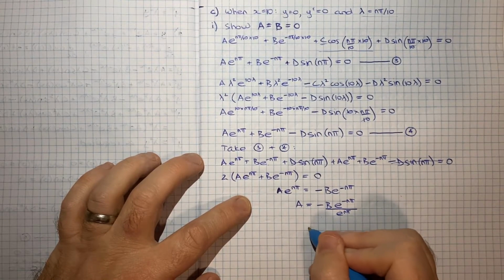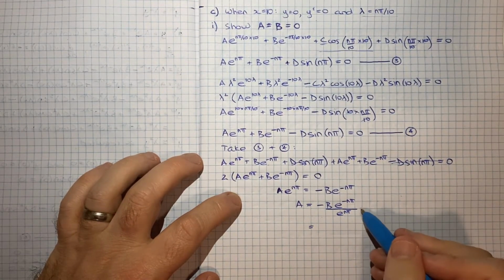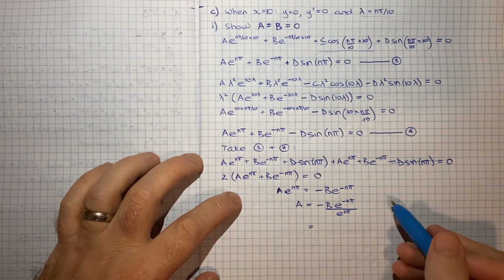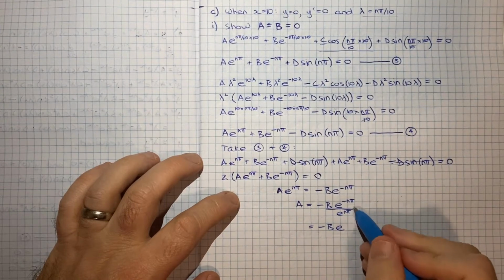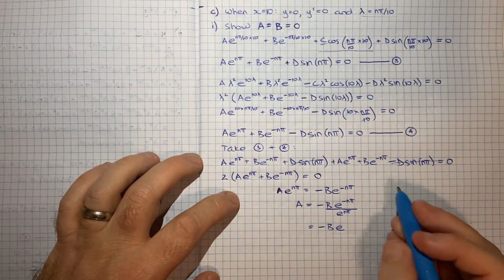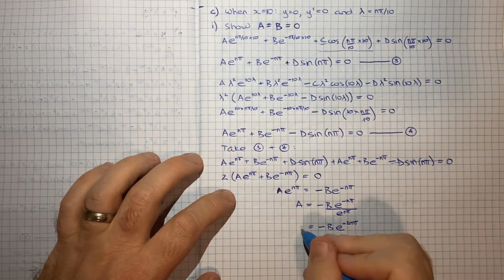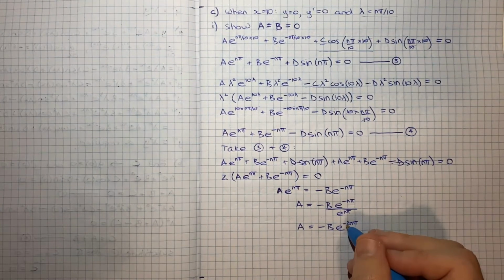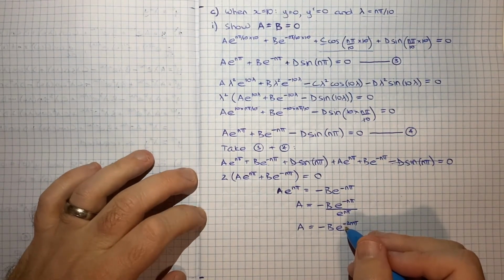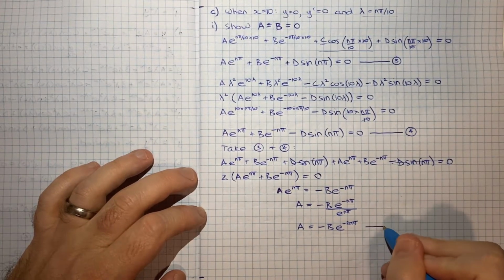And this we can simplify. This e to the n pi in the denominator is just like multiplying by e to the minus n pi. So it'll be minus b e to the minus n pi, which would be minus 2n pi. So that's a. A is equal to negative b e to the minus 2n pi. And maybe I'll call that equation 5.